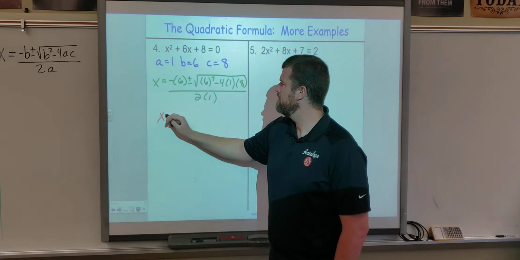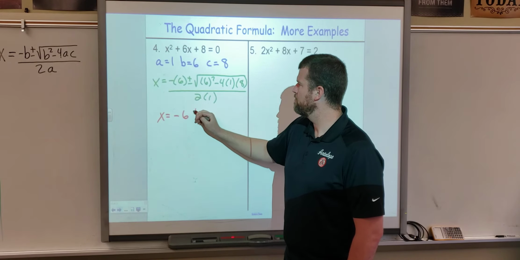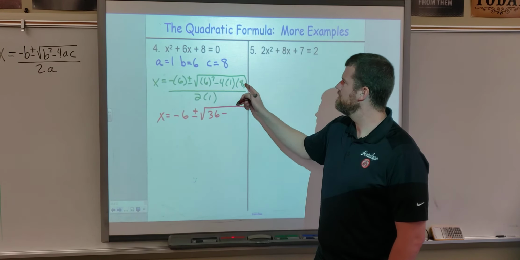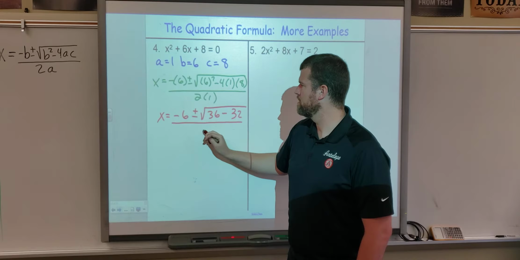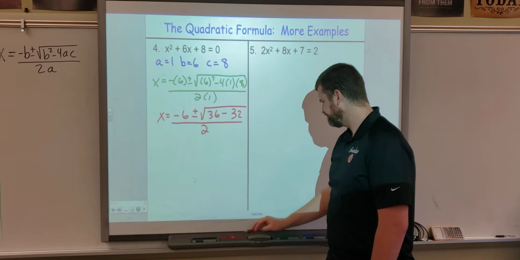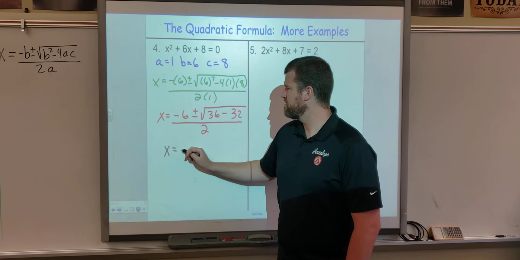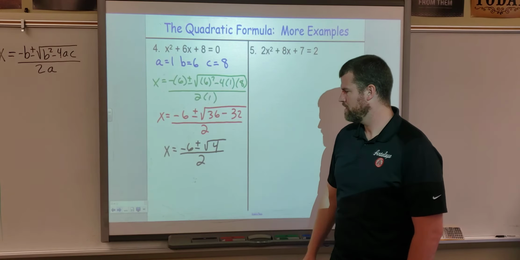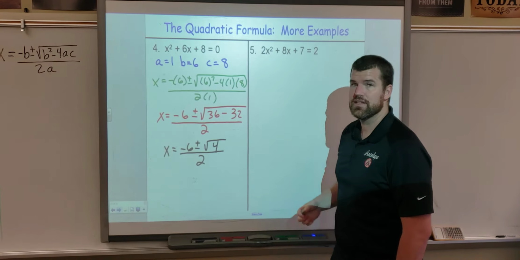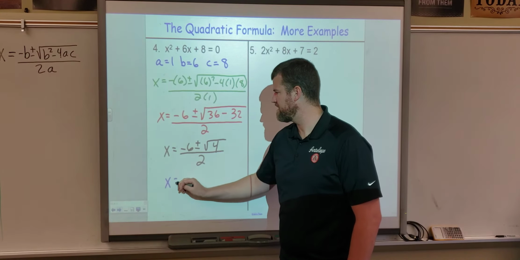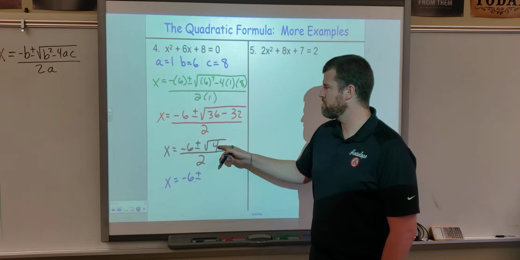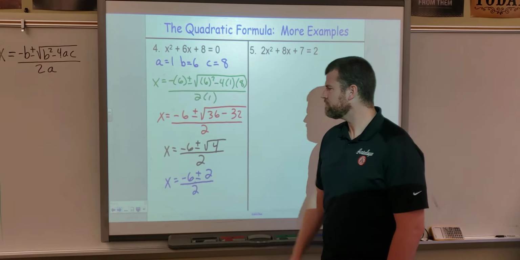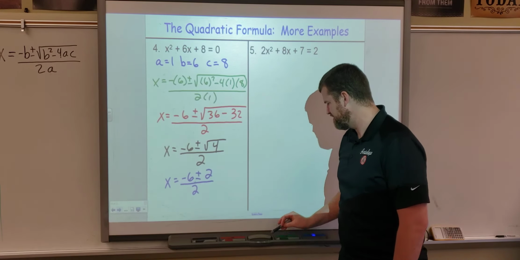Simplify. X equals negative 6 plus or minus the square root of 36 minus 32 over 2 times 1, so 2, which simplifies to x equals negative 6 plus or minus the square root of 4 over 2. And the square root of 4 is 2, right? So I can rewrite this as negative 6 plus or minus. Since the square root of 4 is a regular 2, I can change it to 2 over 2, which means we have 2 possible solutions.